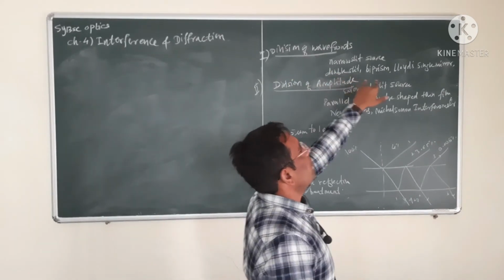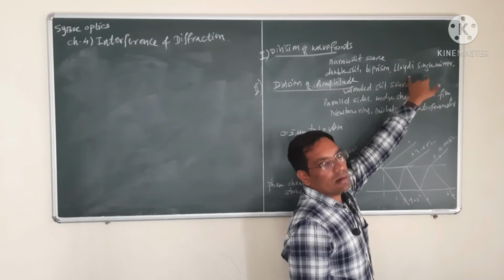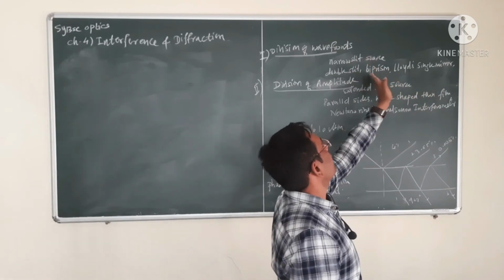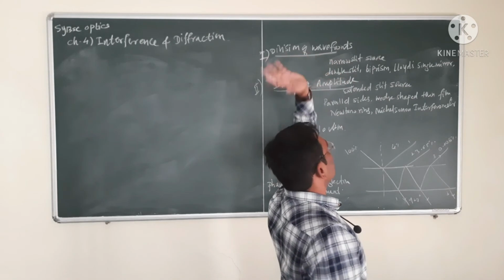In double slit, biprism, Lloyd's single mirror. In these experiments we can get interference by division of wavefronts.